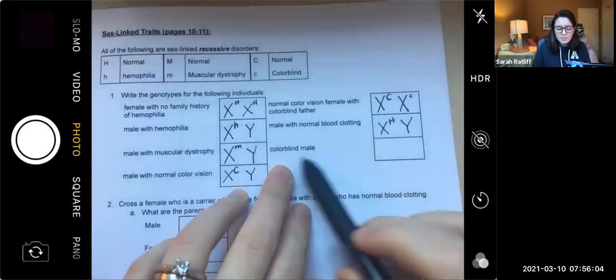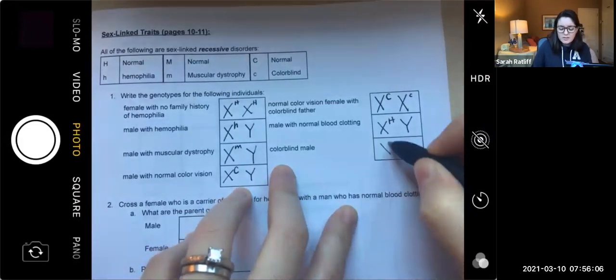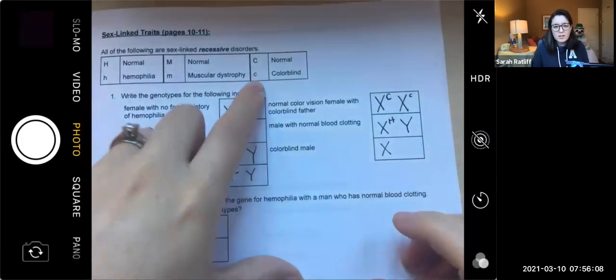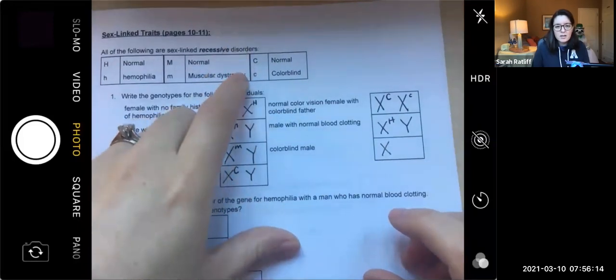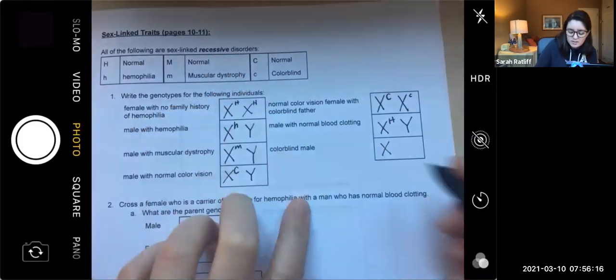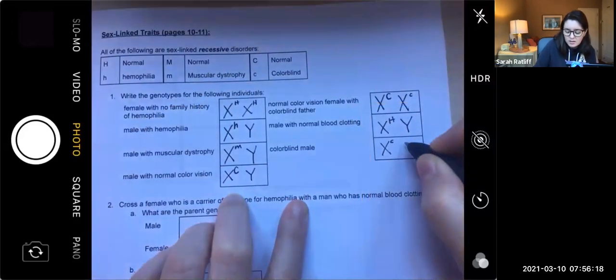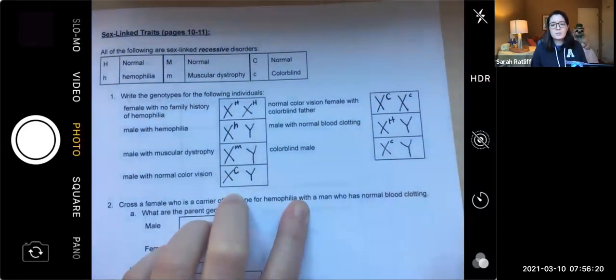Lastly, here, a colorblind male. We need an X. What does colorblind look like? Little c. He only has that one X chromosome, so there's no chance of him being heterozygous. He must have that one single little c, and then his Y chromosome.